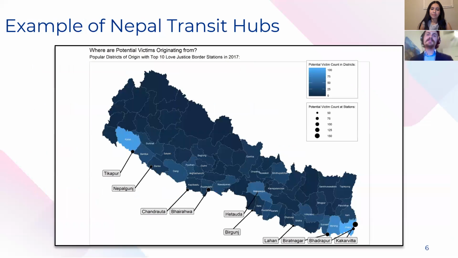You can see in this map of Nepal some examples of transit hubs highlighted. So Nepal's entire southern border is with India, and that's what we focused on for this research. The border is about 1,100 miles long, and it's an open border, which means people can more or less move freely. And as you can see highlighted, most of the transit hubs here that we worked with are on or near the border.